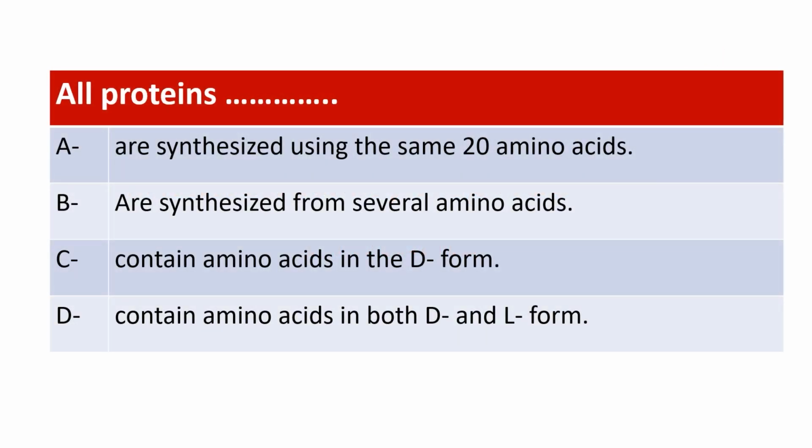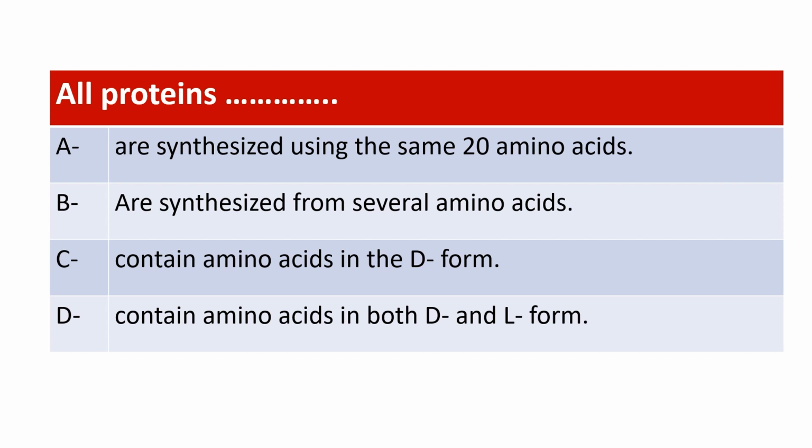The first question is: all proteins blah blah blah. So we have to fill the gap. Let's look at the choices. A. All proteins are synthesized using the same 20 amino acids. B. All proteins are synthesized from several amino acids. C. All proteins contain amino acids in the D form. D. All proteins contain amino acids in both D and L form. So I give you 5 seconds to think about the correct option. And the time is over, my friends.